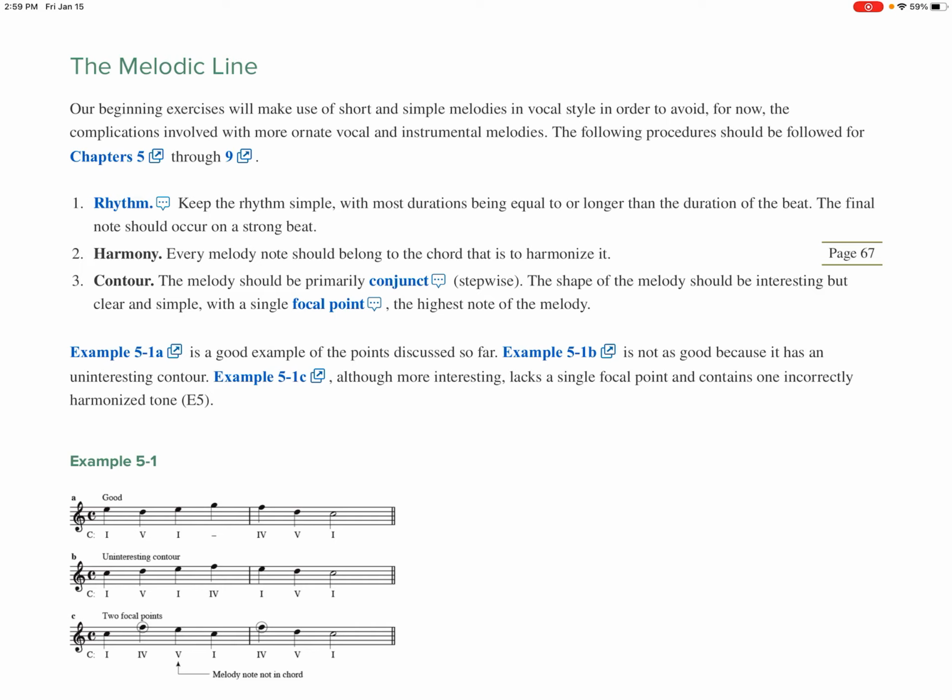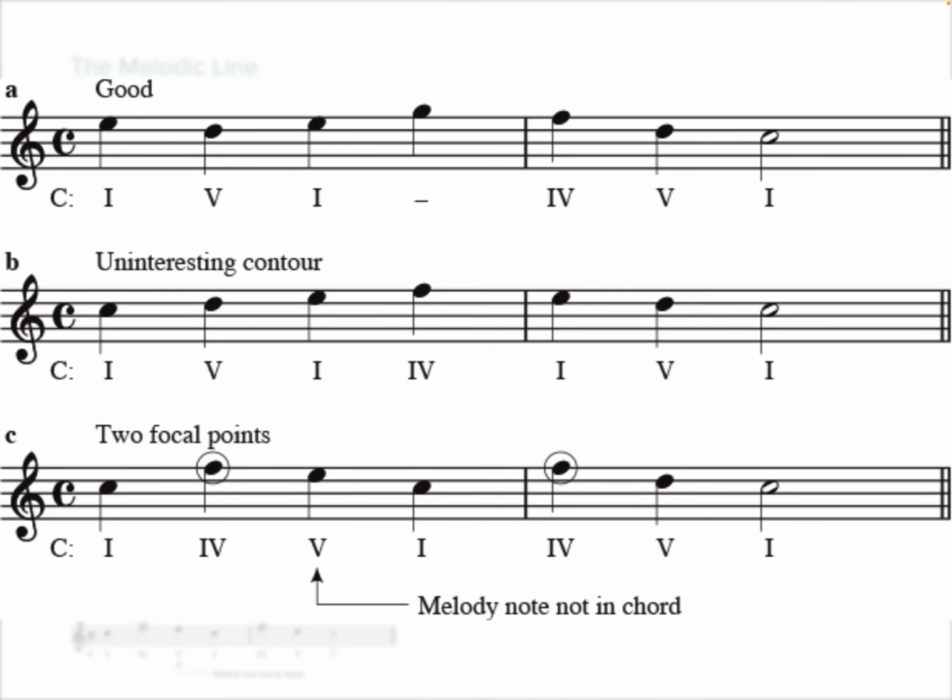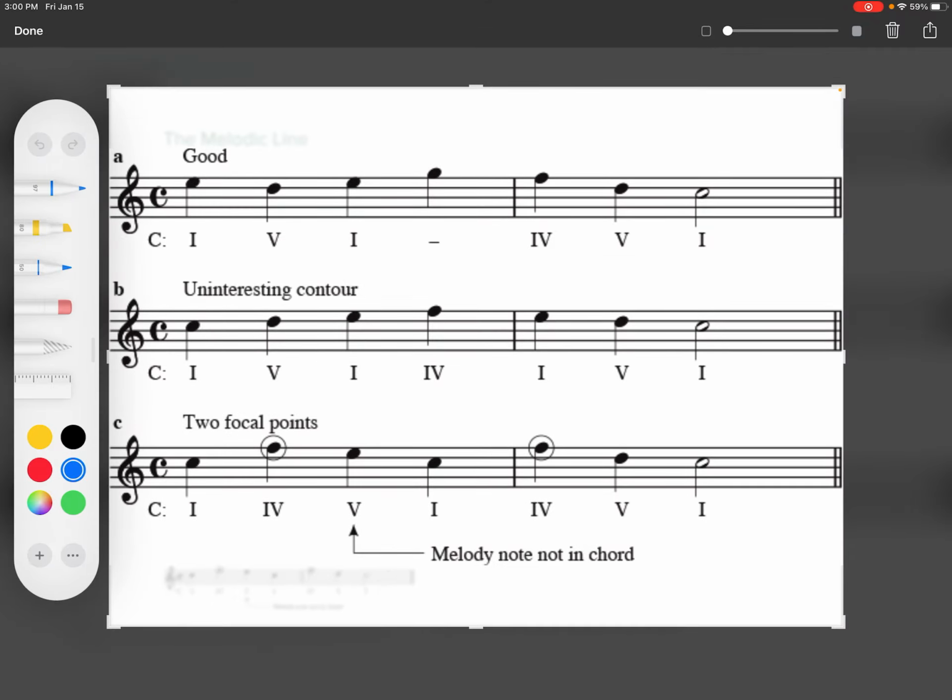As far as harmony is concerned, really every melody note should belong to the harmony that's below it. What does that mean? Let's take a quick look at this melodic example, and we're going to look more specifically at what makes a good and bad melody. Let's take this first one, for instance. We have the chords in C major, 1, 5, 1, and again 1, 4, 5, 1. That's how it starts. What they mean by each melodic note should belong to the harmony is this. Let's think about our first melody note here, E.